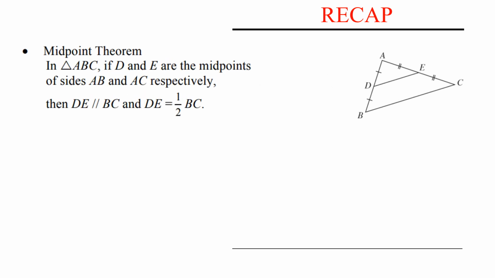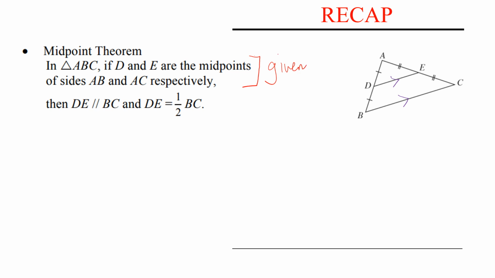So in the midpoint theorem, if you're given the triangle ABC, and if you're told that points D and E are midpoints of the sides AB and AC respectively, then we can safely say that DE is parallel to BC and DE is equal to half BC. So this is the midpoint theorem. So this part that I've highlighted must be given.